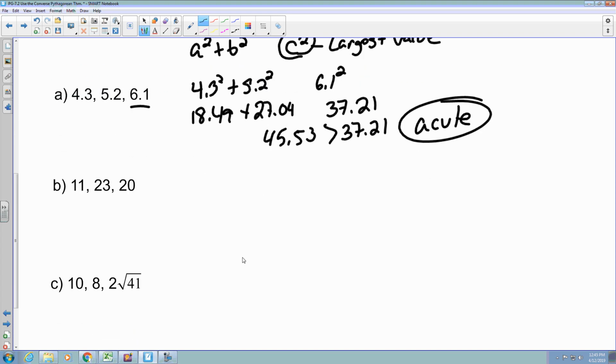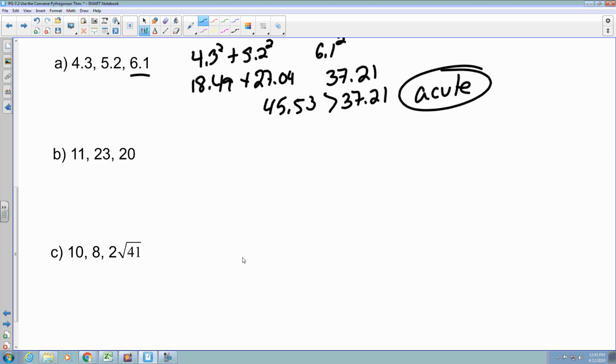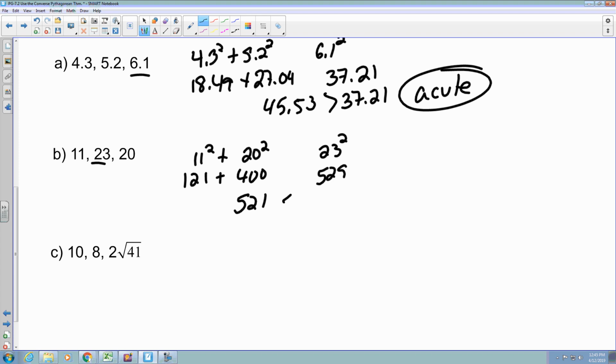Example B, I got 11, 23, and 20. 23 is my largest value, so I can say 11 squared plus 20 squared, and then I've got this 23 squared. I kind of put it off to this side. So 11 squared is 121. 20 squared is 400. So that gets added. And then finally 23 squared is 529. So 121 plus 400 gives me 521. That is less than 529. We have an obtuse triangle.